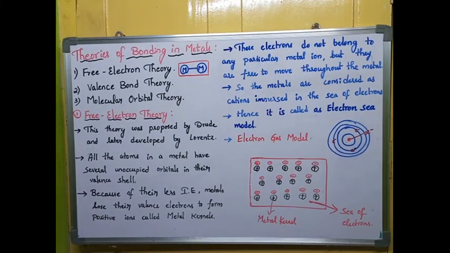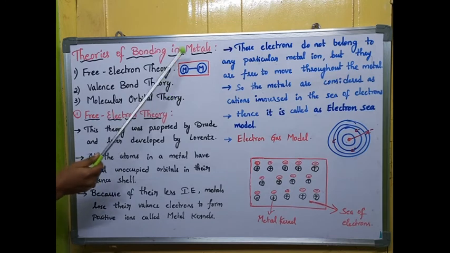Hello students, today I'm starting the theories of bonding in metals. Okay, so in between the metals there will be a metallic bond. Already we have seen metal exist in the form of solids. Very rare metals exist in the form of liquid.